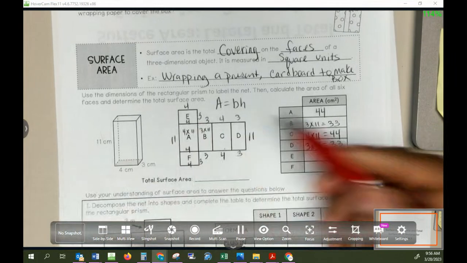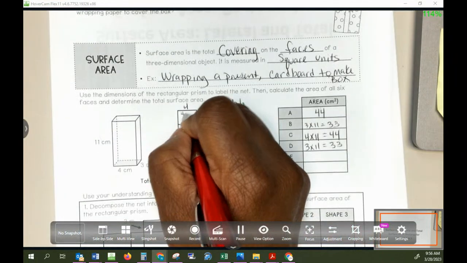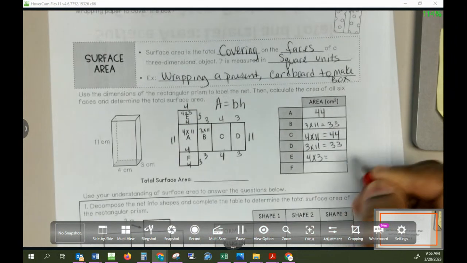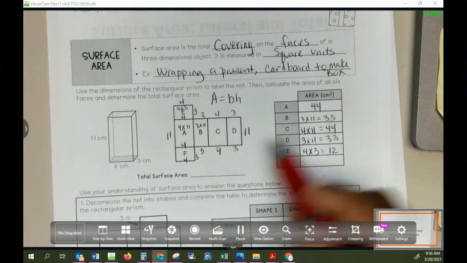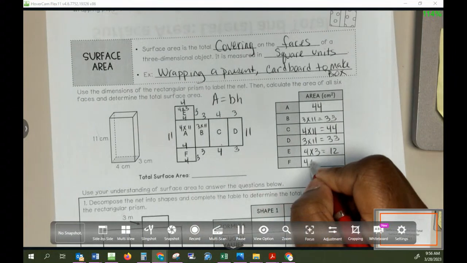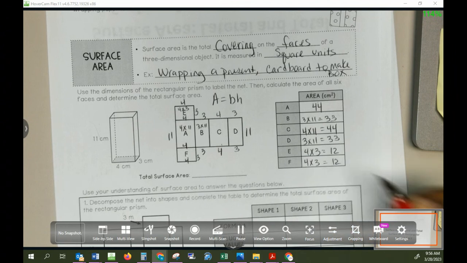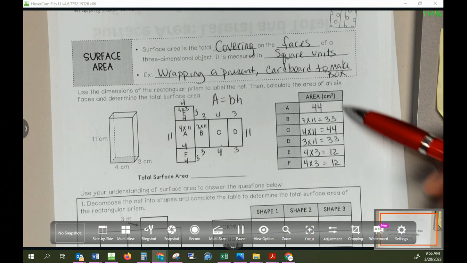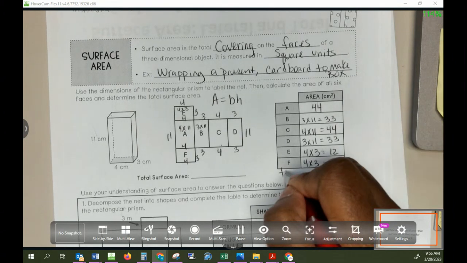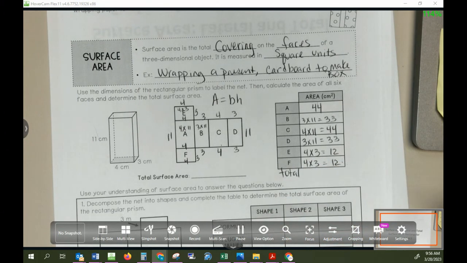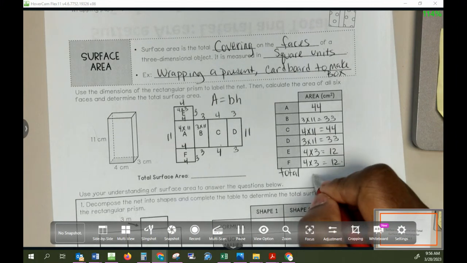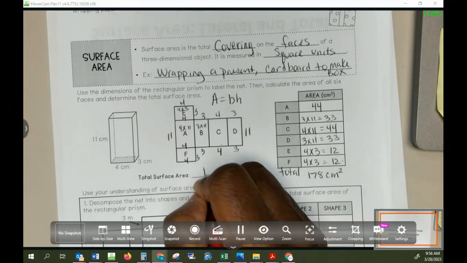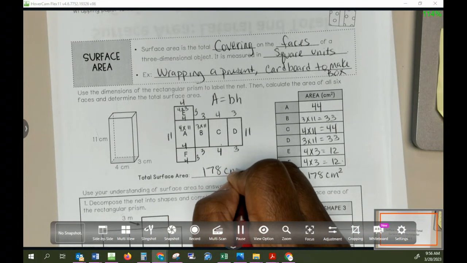E is 4 times 3, which is 12. And then F is also 4 times 3, which is 12. So once I have all of my totals, all of my areas, I need to now total them up. And when I add them all up to get a total, I should get 178 cubic centimeters, because it's area. So 178 centimeters cubed.